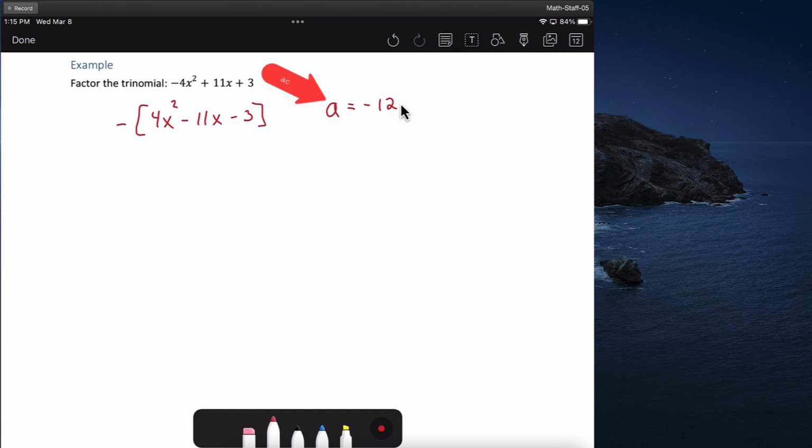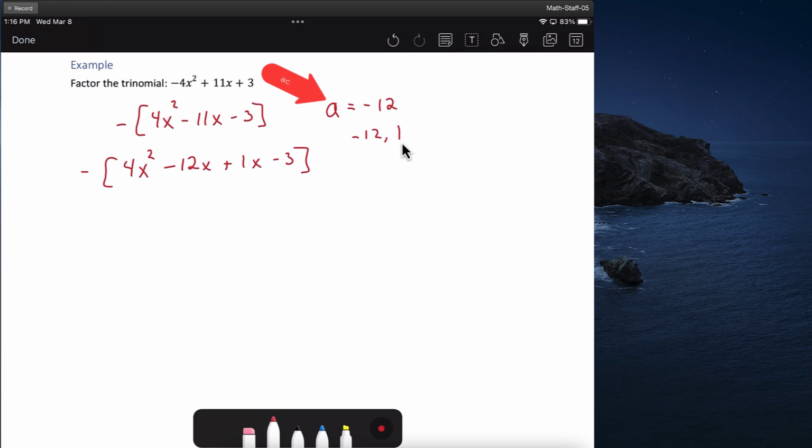We want two numbers whose product is negative 12 and whose sum is negative 11. Those two numbers will be negative 12 and 1. They multiply to negative 12, they add to negative 11. So we're going to rewrite this trinomial using 4 terms. Keep in mind that that negative is still out front. So we have 4x squared, replace negative 11x with negative 12 and 1. So we have negative 12x plus 1x minus 3.